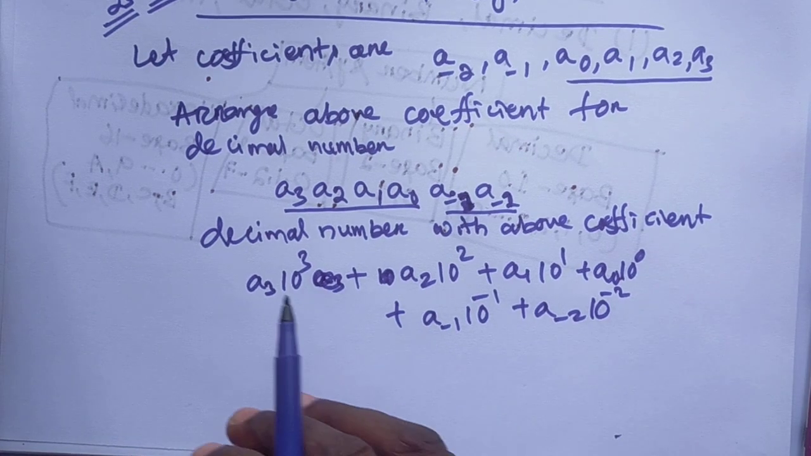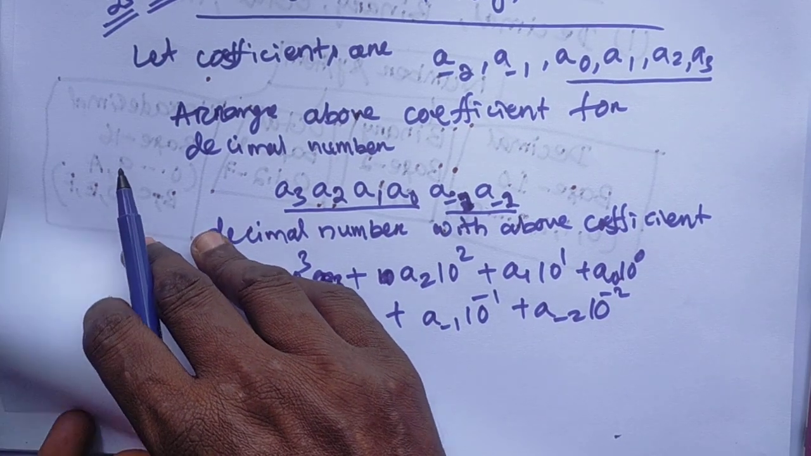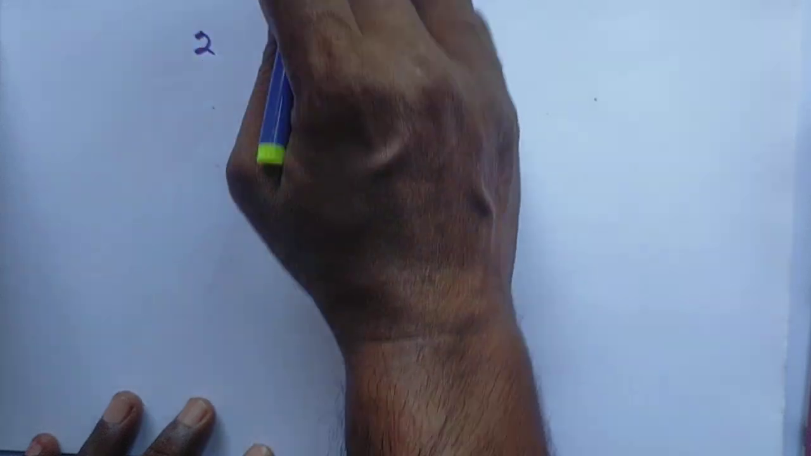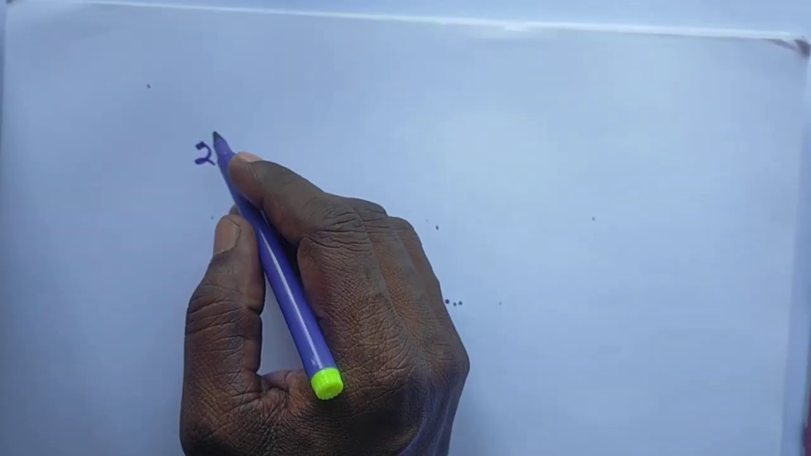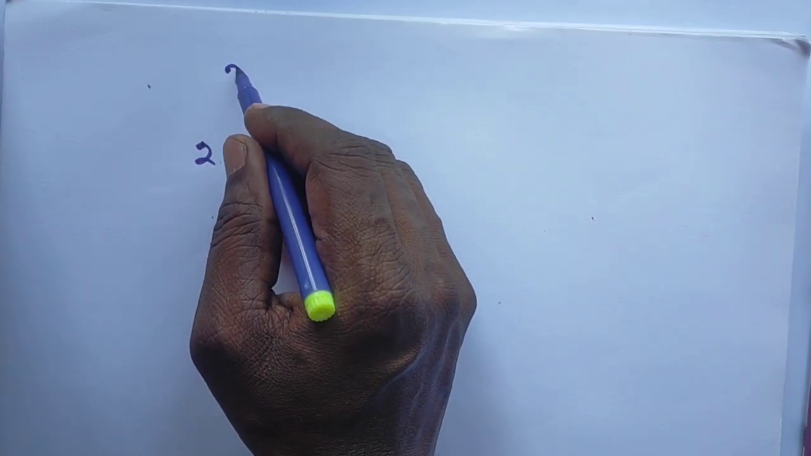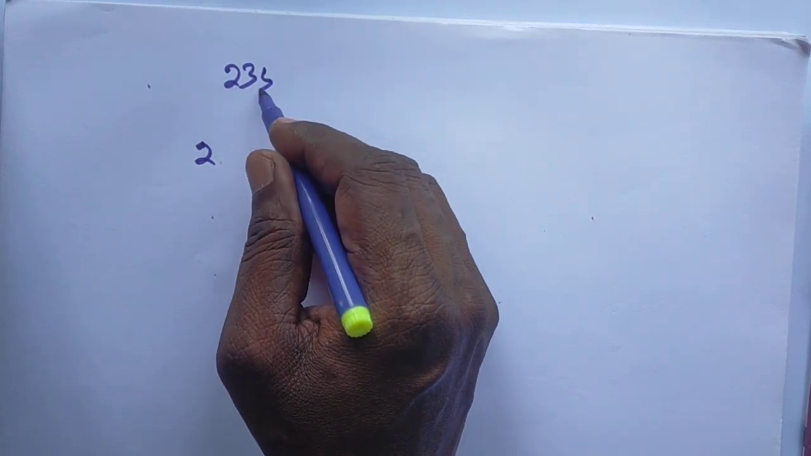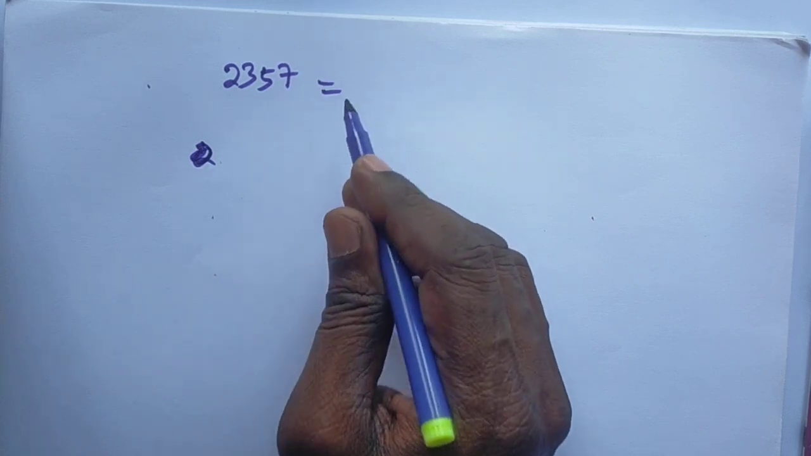For example, let us consider a very simple number, 2357. We have to define this decimal number with a weighted sum of digits.